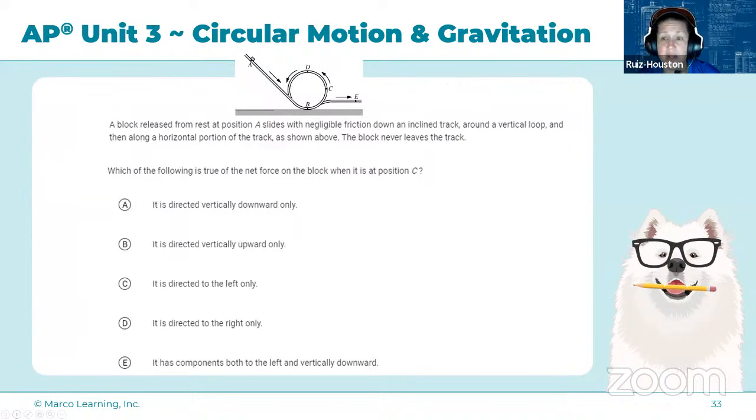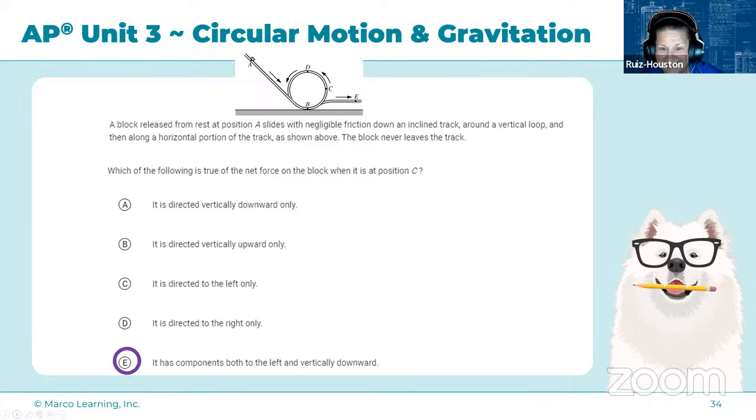All right, here, we've got a diagram. Again, notice, what do we have here? I'm giving a diagram and a premise. So here's my diagram, here's my premise. I'm doing this premise on circular motion and gravitation, then I'm going to move it to energy. So this same premise. So think about it. Which of these is true of the net force on the block when it's here at position C? So it's going around the circle. So what's the force going to be at this location in the circle? Think it through.